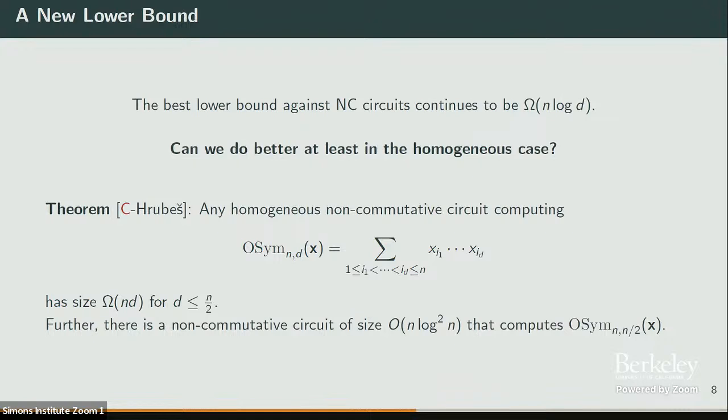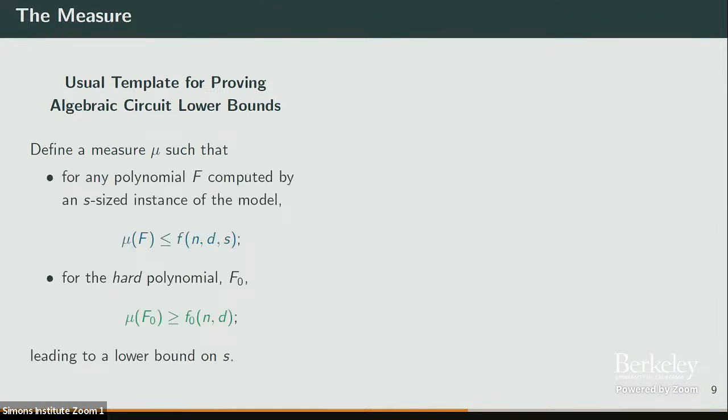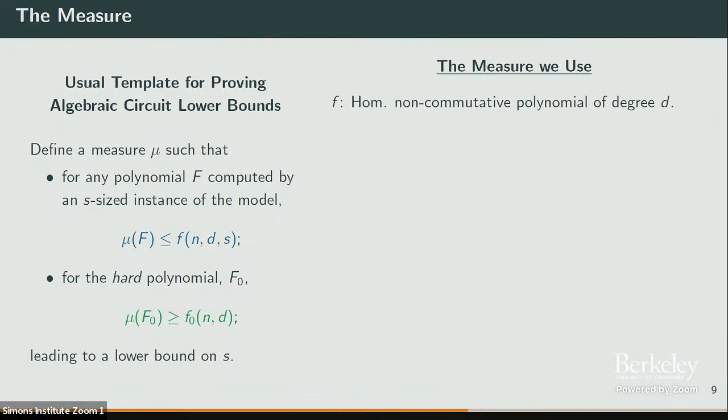So I will just give a slight proof overview of this, which will also help me tell you about the usual template for proving algebraic circuit lower bounds. In general, what we do is we define a measure such that if a polynomial is being computed by a size s instance of some model, then the measure is small, so it's small in terms of n and s. And for the given polynomial, it's large, and that allows us to give a lower bound on s. So what is the measure that we use?